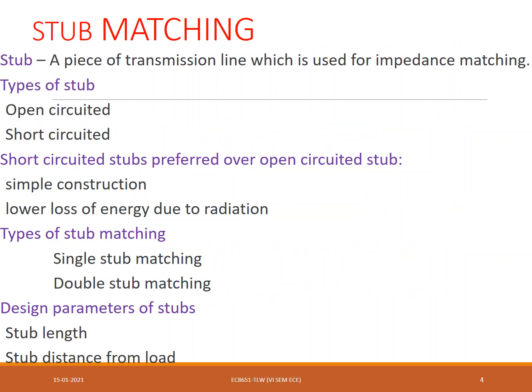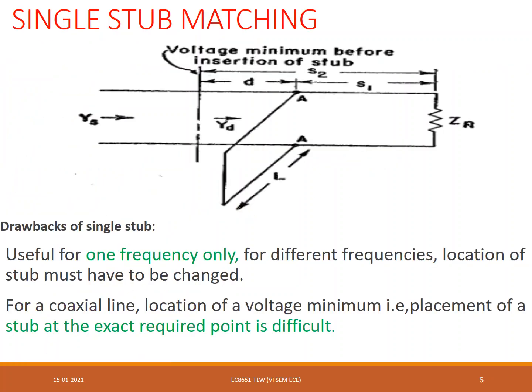Next is stub matching. The stub is a piece of a transmission line which is used for impedance matching. There are two types of stub: open circuited stub and short circuited stub. Short circuited stubs are preferred over open circuited stubs due to the following reasons: it is simple in construction and has lower loss of energy due to radiation. There are two types of stub matching: single stub matching and double stub matching. In designing a stub, there are various parameters to be considered: stub length and stub distance from the load. Let's see single stub matching.